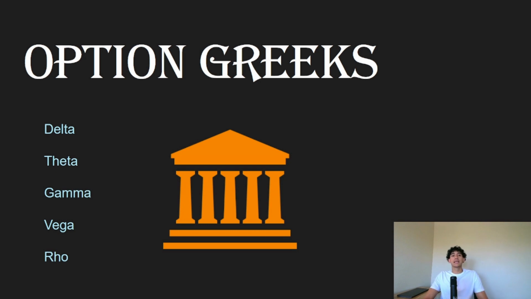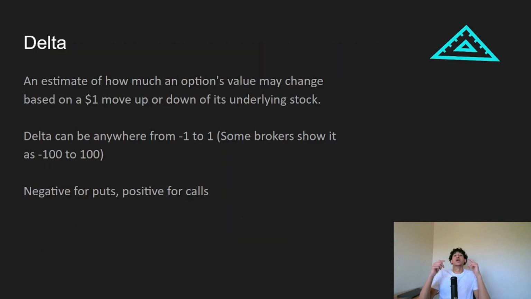There are 5 key Greeks: delta, theta, gamma, vega, and rho. But today we're going to cover the 3 most important ones: delta, theta, and gamma. So let's get straight into the first one. The first Greek that we have here is delta.